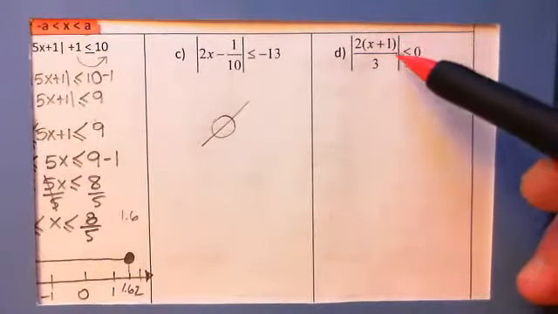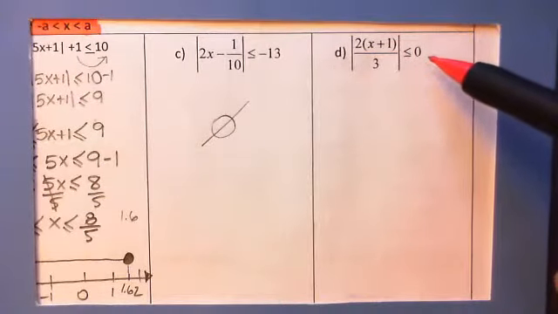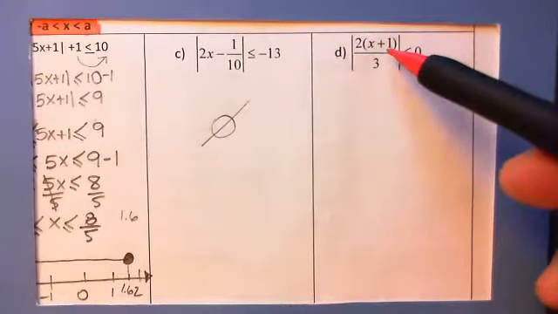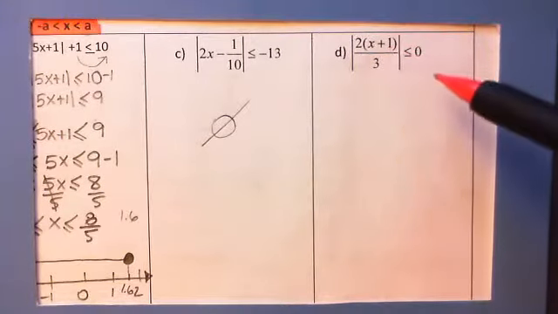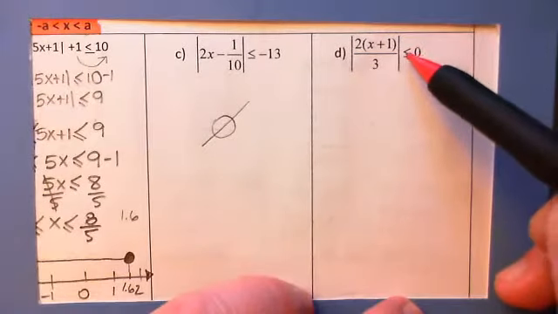Next one, I have an absolute value that is less than or equal to 0. Well, to be less than 0, it has to be a negative number. Could an absolute value ever be a negative number? No, it cannot. So that's impossible. But if we look at it carefully, it not only says it has to be less than, it also says it can be equal to 0.